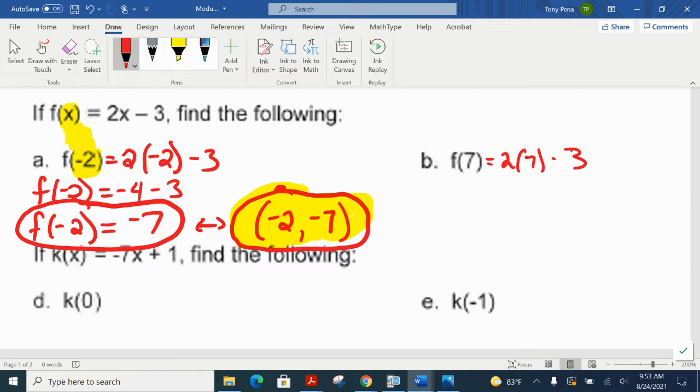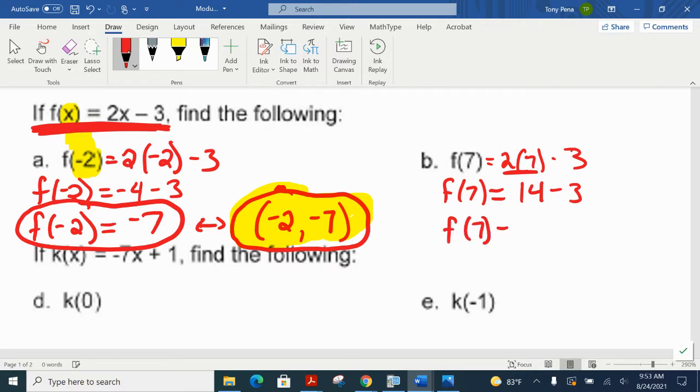So B, plug in your 7. I'm taking the same exact function right here, and I'm going to let this x be a 7. So I would now say that f of 7 is equal to 2 times 7, which is 14. Subtract that 3. So we would then say our functional value when x is 7 is 11.